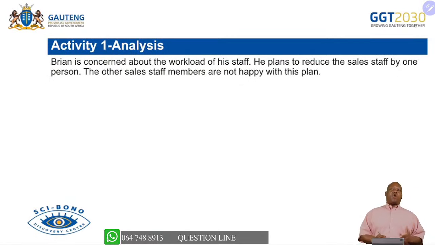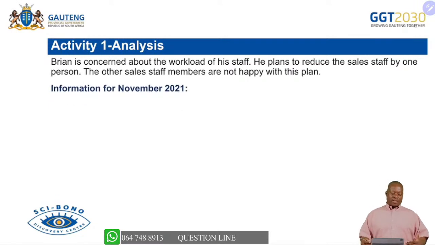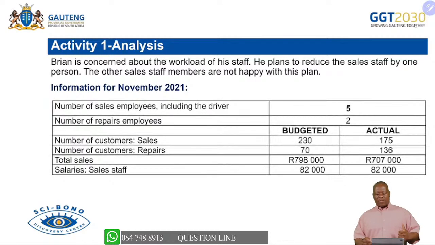Now, let's move on to another part of the same question, but this time there's going to be an analysis of some point. They're saying here, Brian is concerned about the workload of his staff. He plans to reduce the sales staff by 1 person.